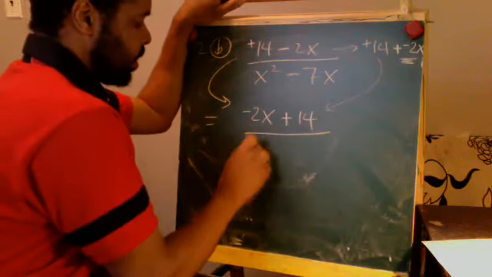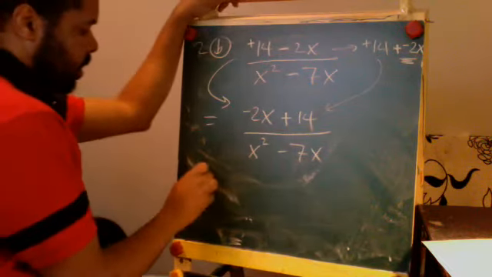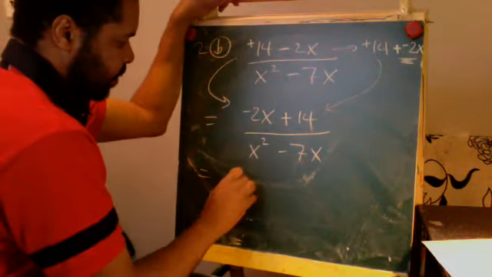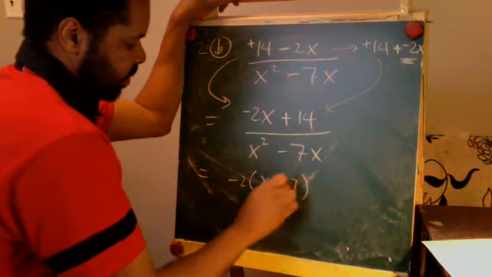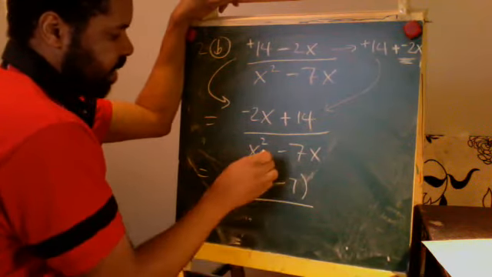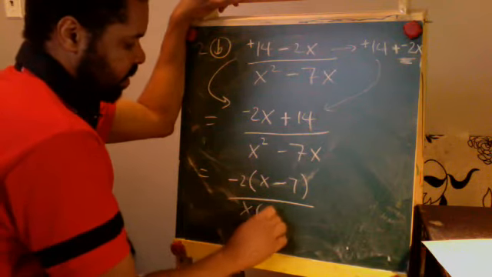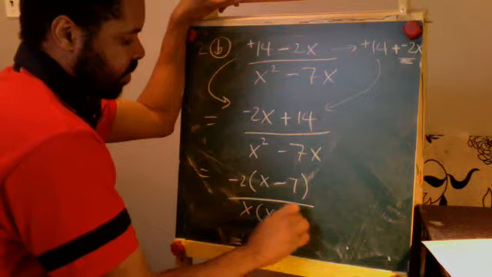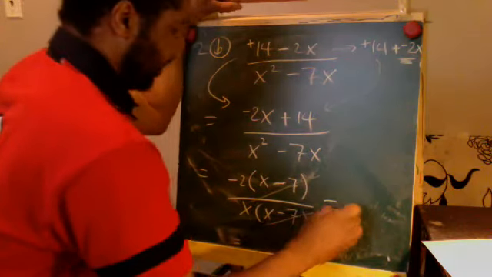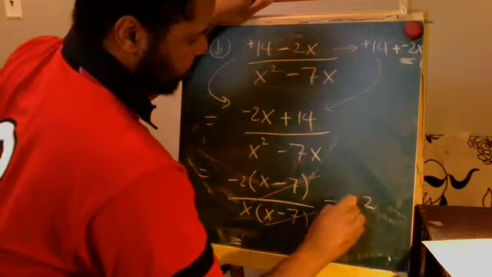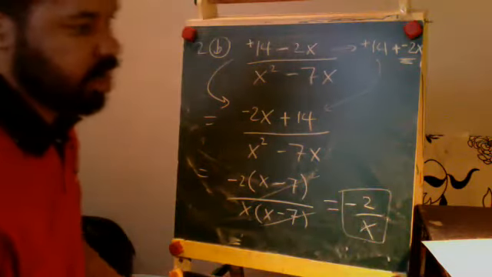And so now the denominator stays the same, and now we're ready to factor. In the numerator, I can factor out a negative 2, and that gives me an x minus 7. In the denominator, I can factor out an x, and that's going to give me x times x minus 7. And so I cancel the x minus 7, and what I'm left with is negative 2 over x. That's going to be my answer, negative 2 over x, all right?